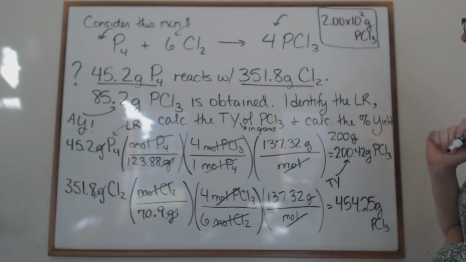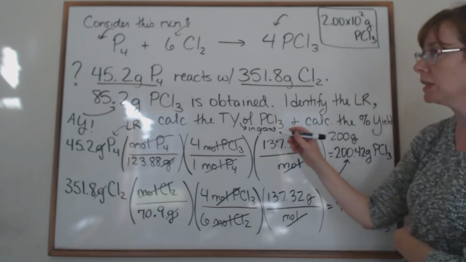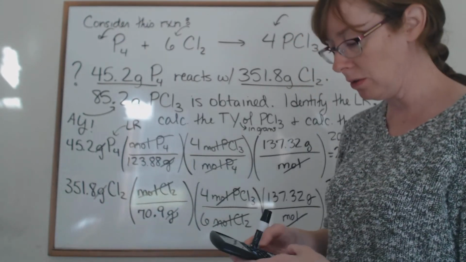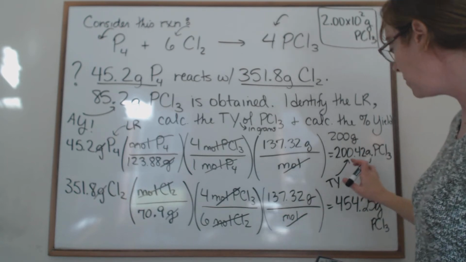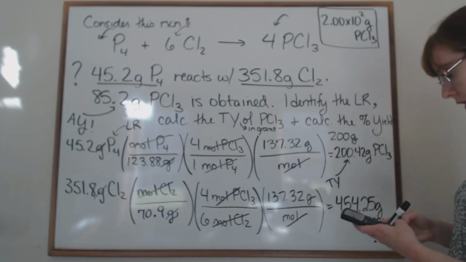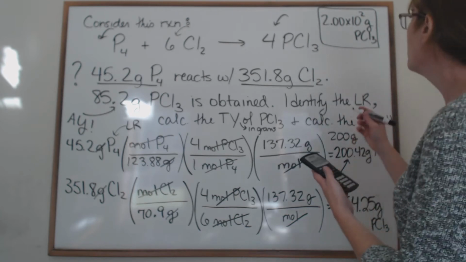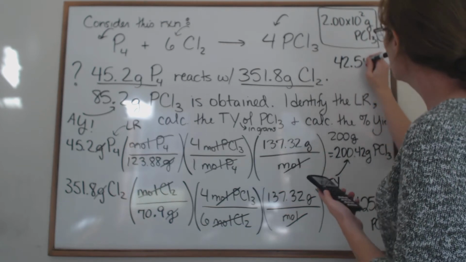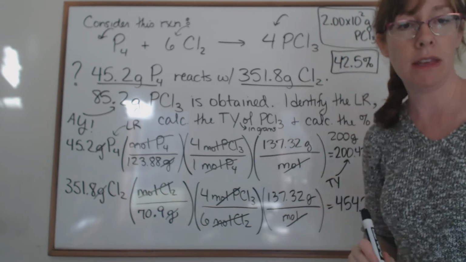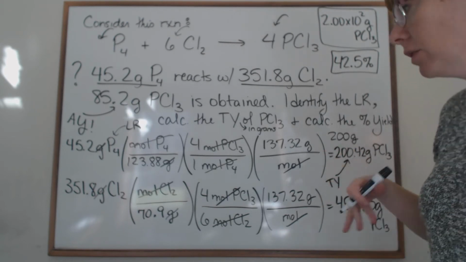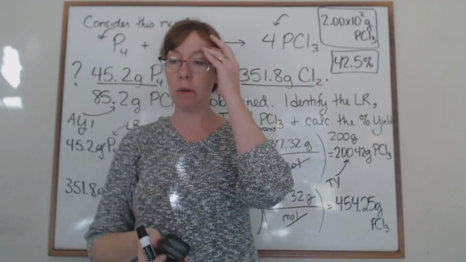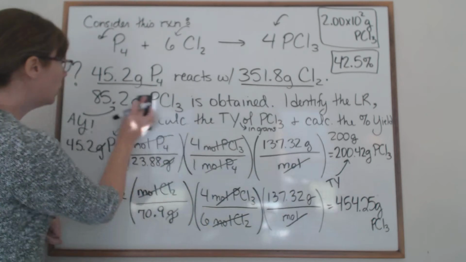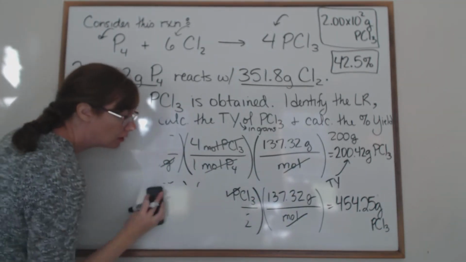Okay, so that's my theoretical yield, and my percent yield will just be my actual yield divided by, so 85.2 divided by, and actually I'm going to use the unrounded number, 200.42 times 100. My percent yield, so my final answer here, would be 42.5%. And that's the percent yield of this reaction. So not quite as efficient as the other reaction that we did where we got 90% yield, but that is another limiting reactant question.